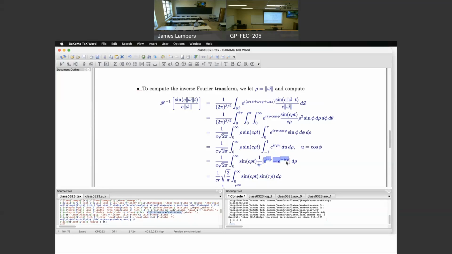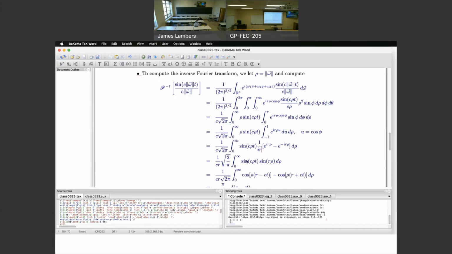But this is equal to 2i sine of r times rho. And so the i from that's going to cancel with the i down here. That helps keep everything real. And then that's with the constant factor. So now I have this. So now I have one integral left to evaluate with respect to rho.